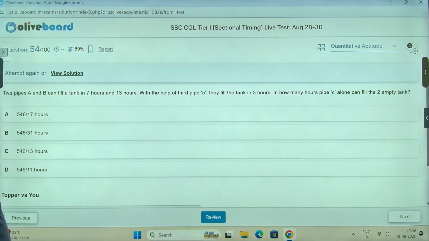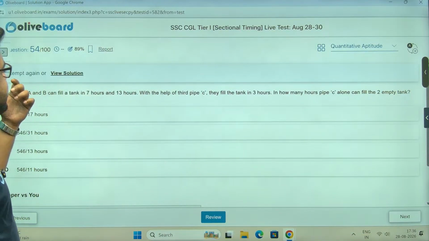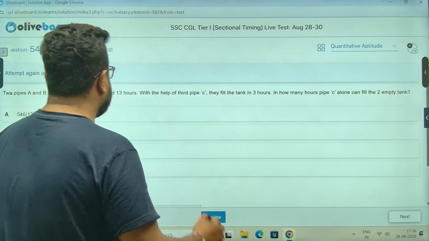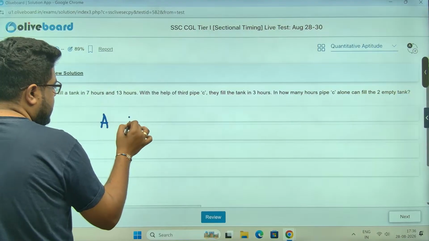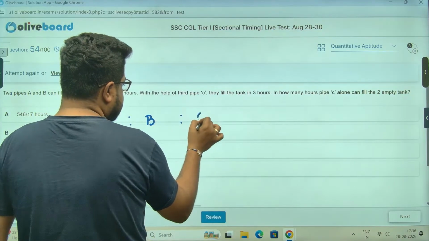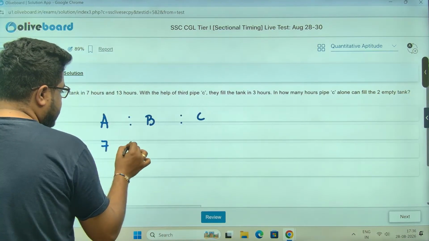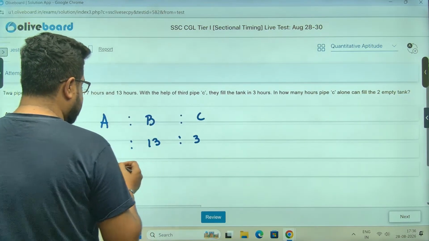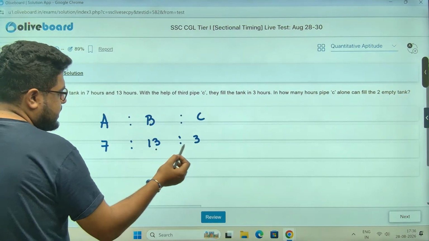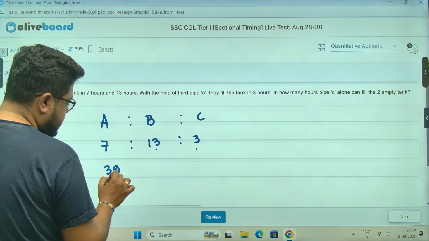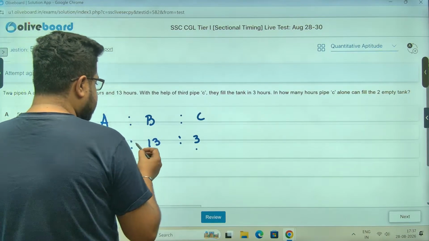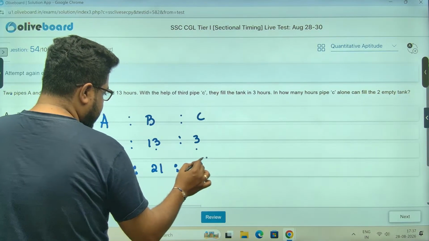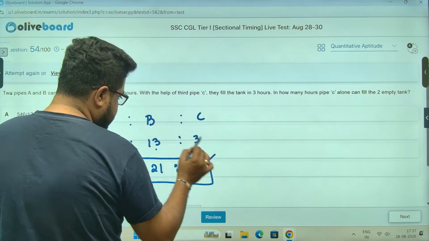Next one. 2 pipes A and B can fill a tank in 7 hours and 13 hours. With the help of C, they fill the tank in 3 hours. A is to B is to C, so time ratio is 7 is to 13 is to 3. So all are prime numbers. So efficiency ratio will be 13 into 3, 39 here. Then 7 into 3, 21 here. So this is 91 here. This is the efficiency ratio.